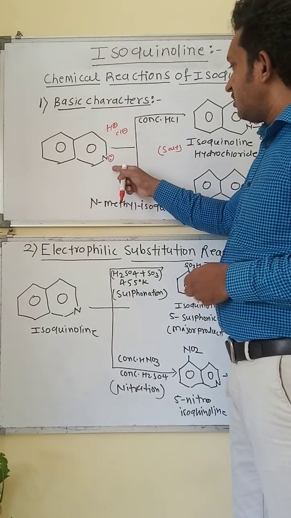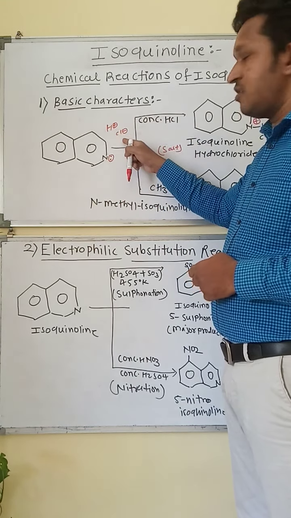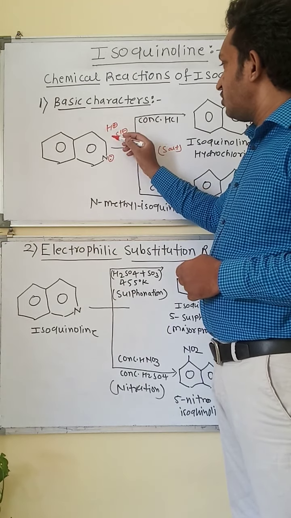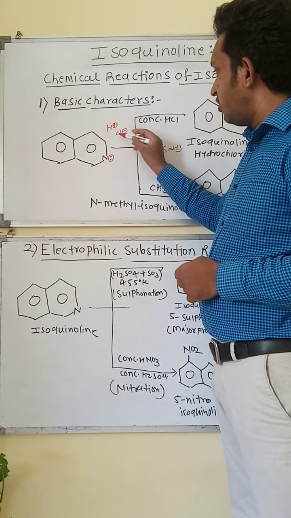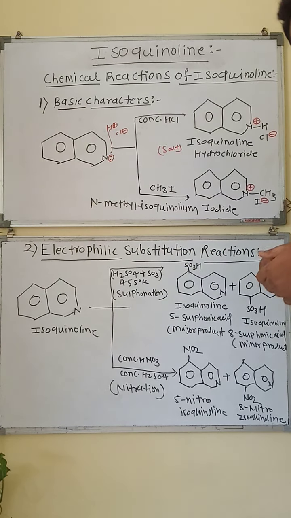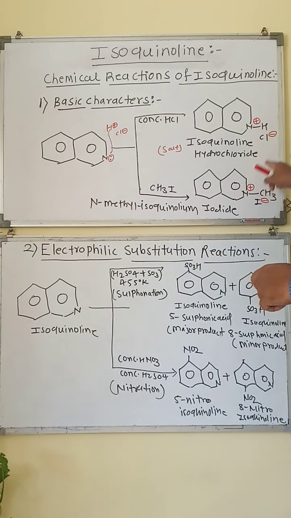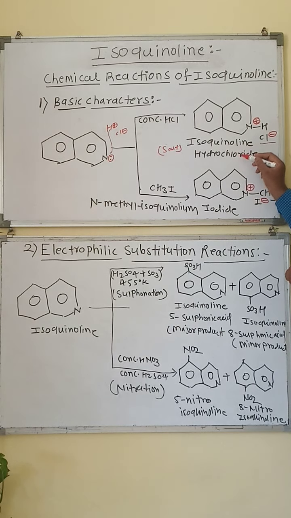Now the nitrogen has a lone pair of electrons. Concentrated HCl on dissociation generates H positive and Cl negative. The H positive along with the Cl negative will be attracted toward the nitrogen, because nitrogen acts as a base, and a base will attract the proton along with the chloride. In this way nitrogen bears the positive charge, because the valency of nitrogen is 4. So nitrogen is attached to hydrogen along with the chloride, and it is called isoquinoline hydrochloride. This is the formation of the salt.